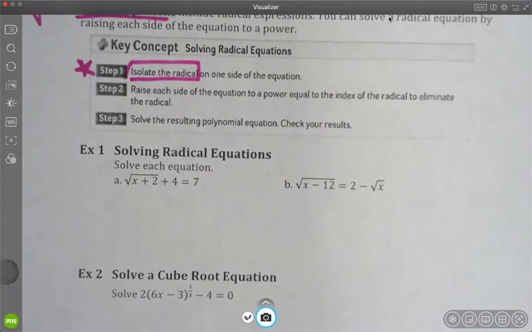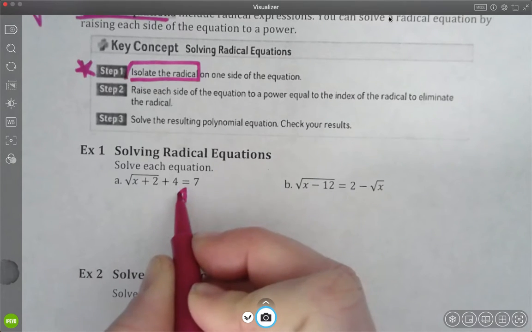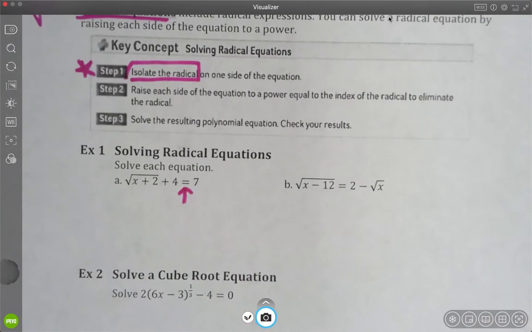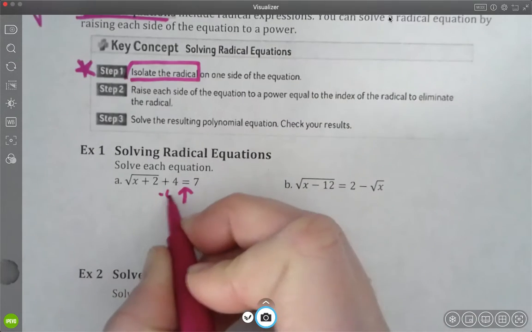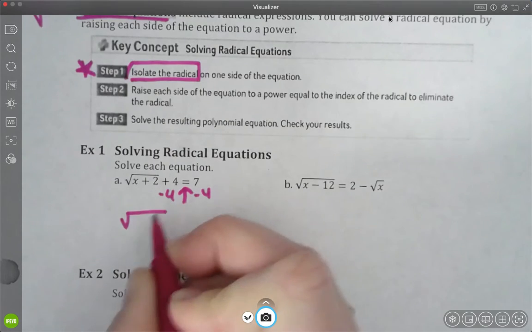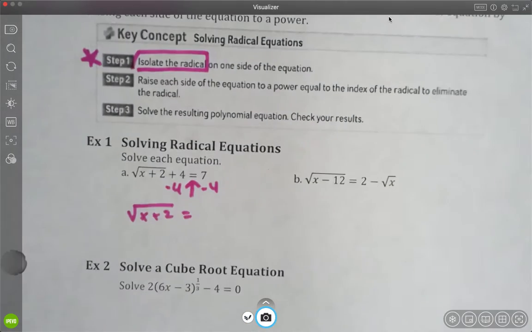So, example 1, I have this thing. Here's my equal sign. I'm going to put a little arrow next to him so that we can identify him. The radical. Where is the radical and what is the radical? Yes, the square root of x plus 2. Is he by himself? No. What is invading his space? The 4. How do I get him to the other side? Then we have to subtract the 4. That's all we do. The square root of x plus 2 equals 3.